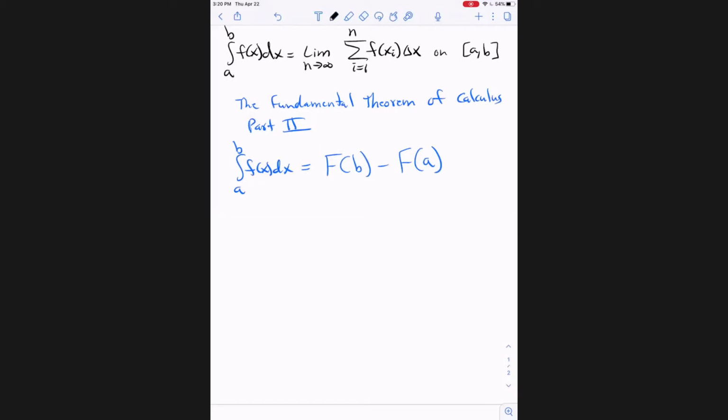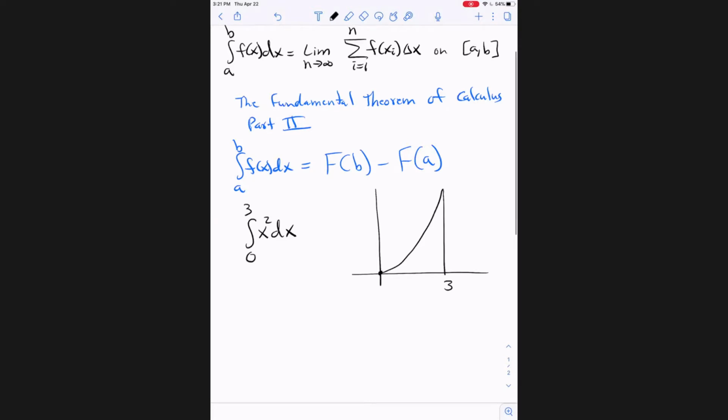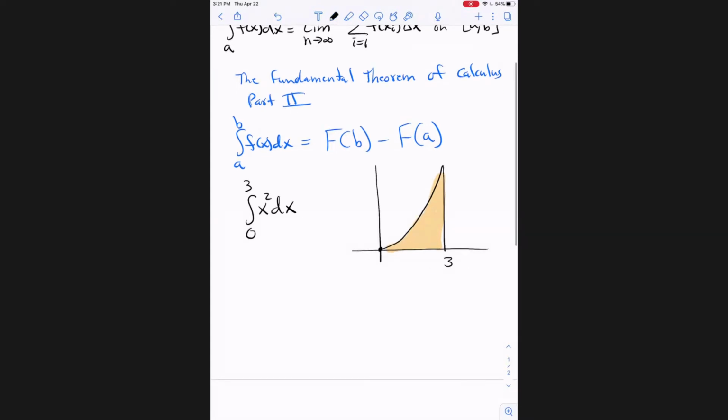Suppose I want the integral from 0 to 3 of x squared dx. How do I calculate that? First, let me explain what that is. That's the area under the parabola x squared from 0 to 3. If I want the area of this shaded region, one way to do it is to create rectangles and get an approximation, take the limit as n goes to infinity, do the whole summation, and half an hour later you get your answer. Now we're going to do it quickly, the shortcut.